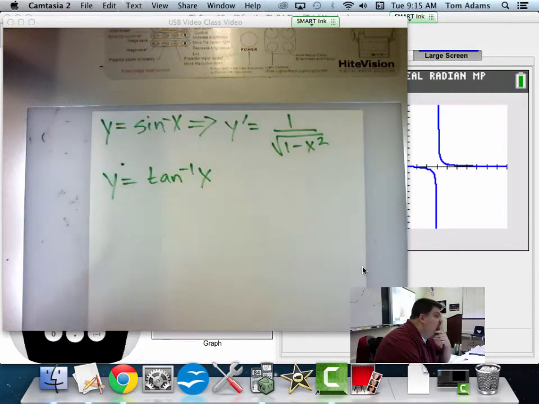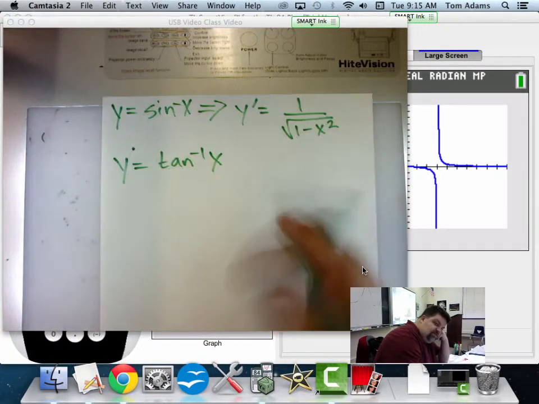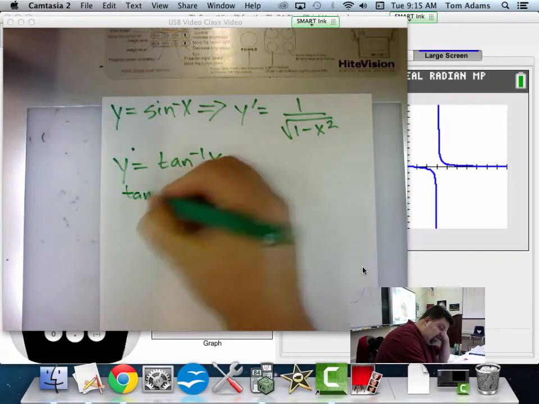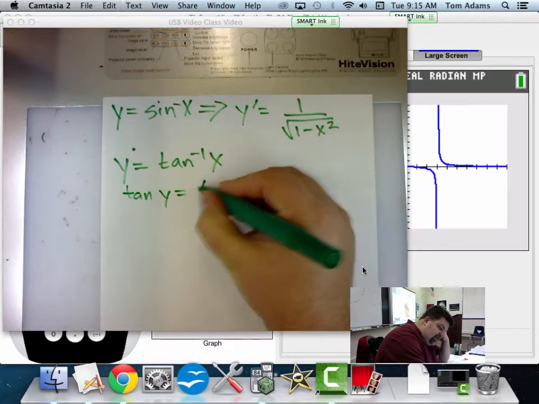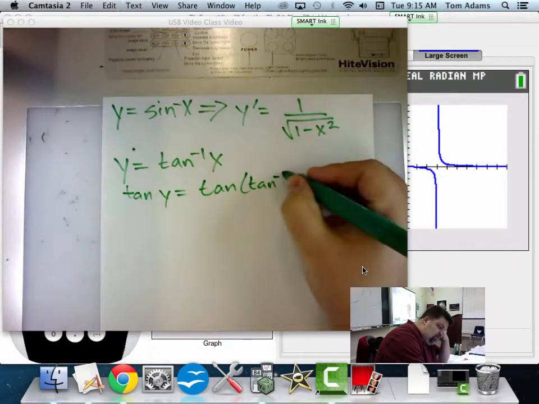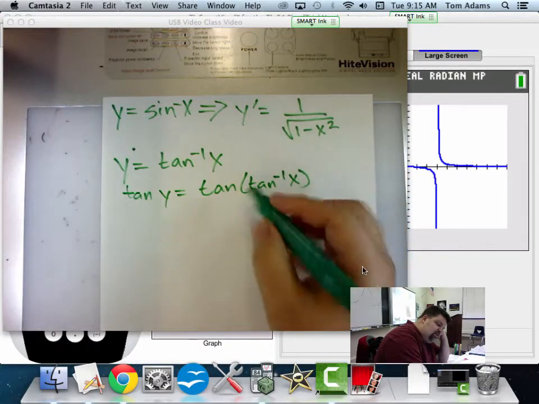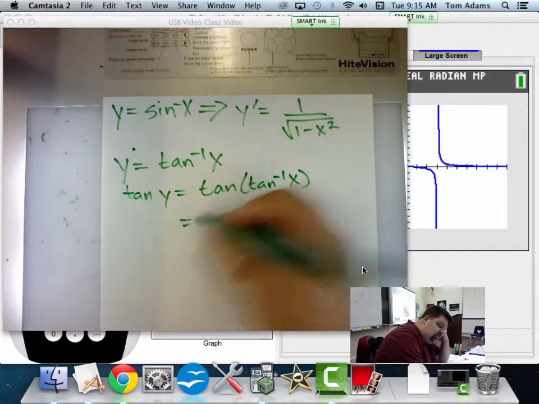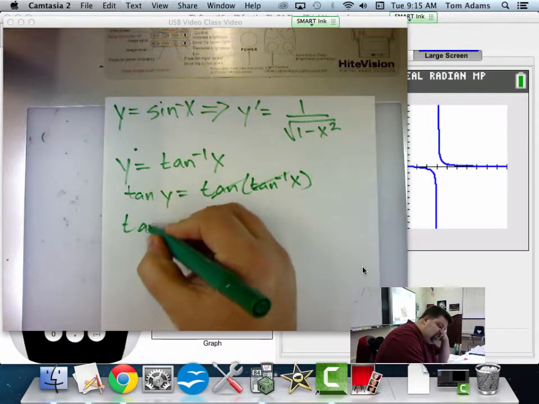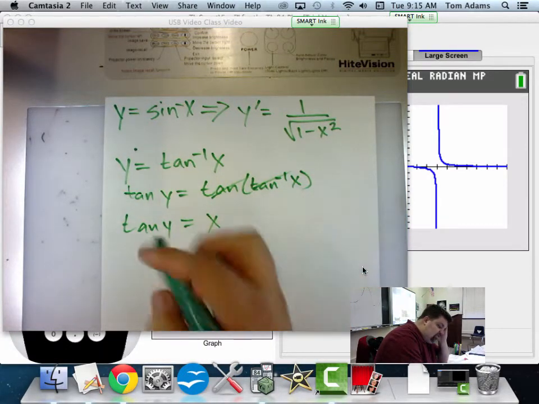Well, if you had to find the derivative of this, how would you go about doing that? Take a guess. Same thing, move tan over. Yeah, do the same thing that we did before. We would hit both sides. We'd take the tangent of y, and then the tangent of the arctan. So when you make a composite function of the inverse and its function, these two cancel, leaving x. So we've got tangent of y equals x.